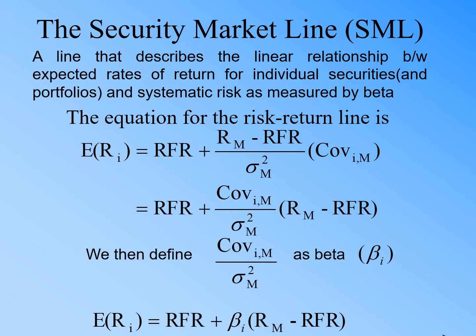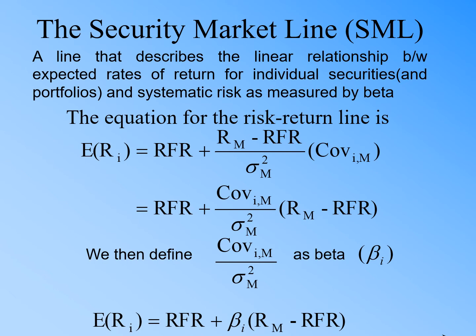So it means that investors only demand compensation for the systematic risk, and they cannot demand compensation for the unsystematic risk, because unsystematic risk is diversifiable and can be eliminated through diversification. So here you can see that the security market line is the linear relationship between the individual security returns and the systematic risk as measured by beta.